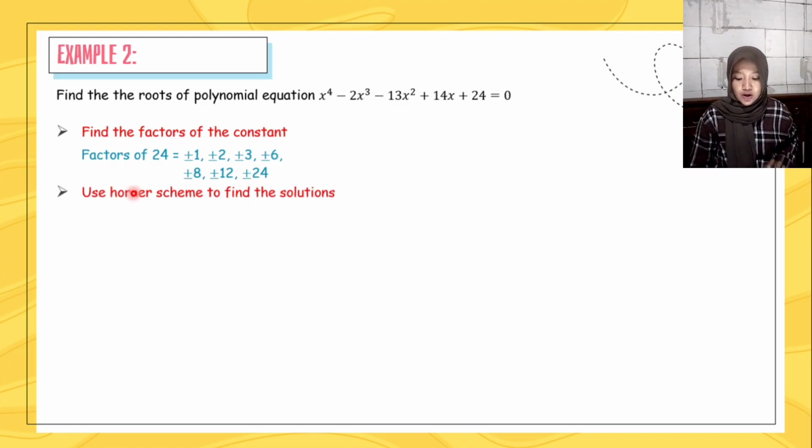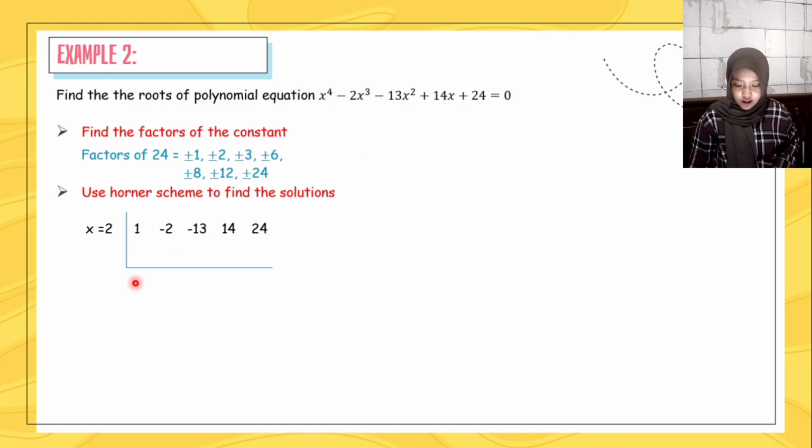Next, use Horner's scheme to find the solution. For example, we can try x equal 2. Coefficient of x to the power of 4 is 1. Coefficient of x cubed is minus 2. Coefficient of x squared is minus 13. Coefficient of x is 14. And the constant is 24.